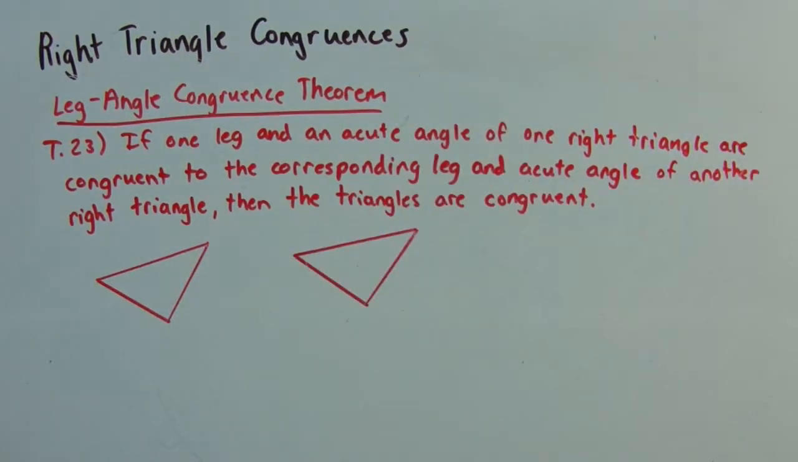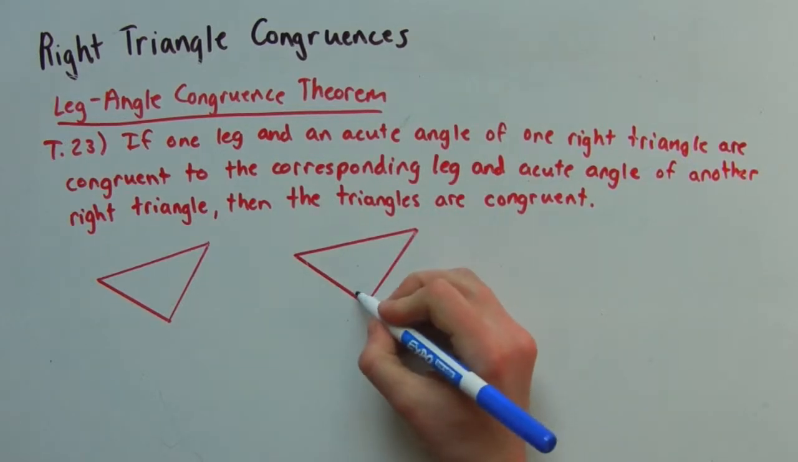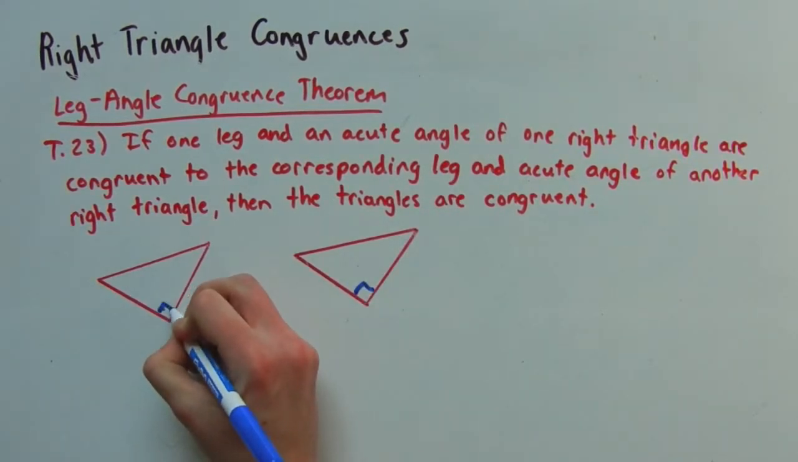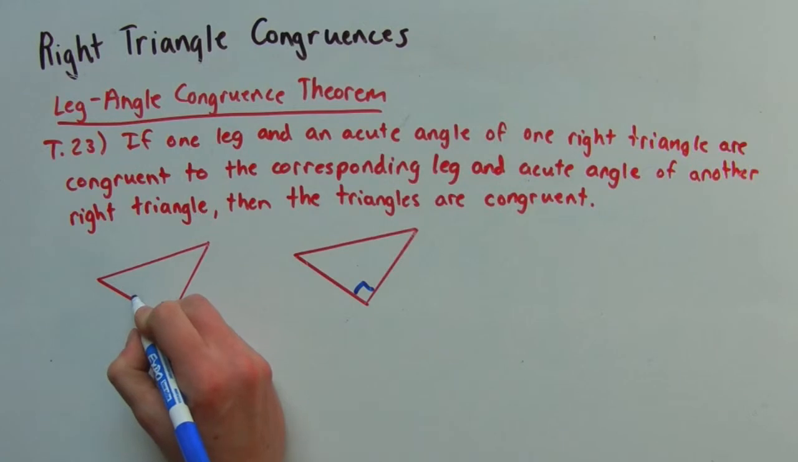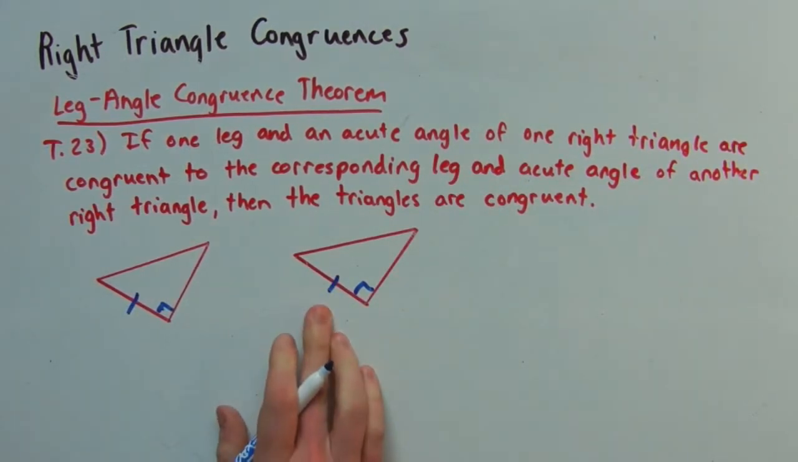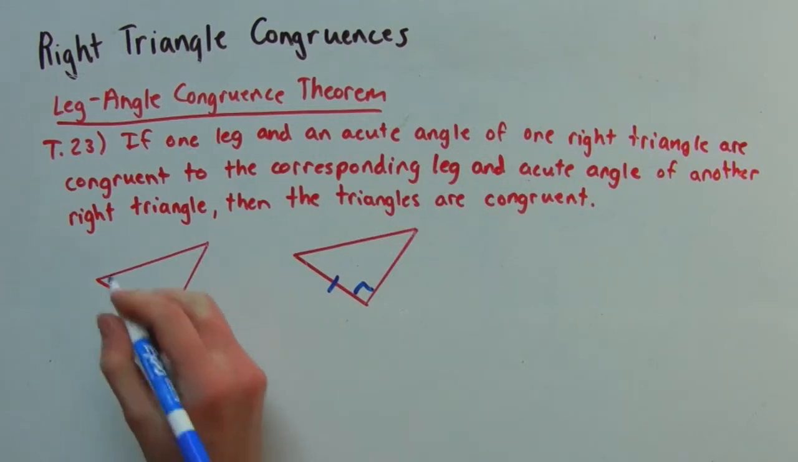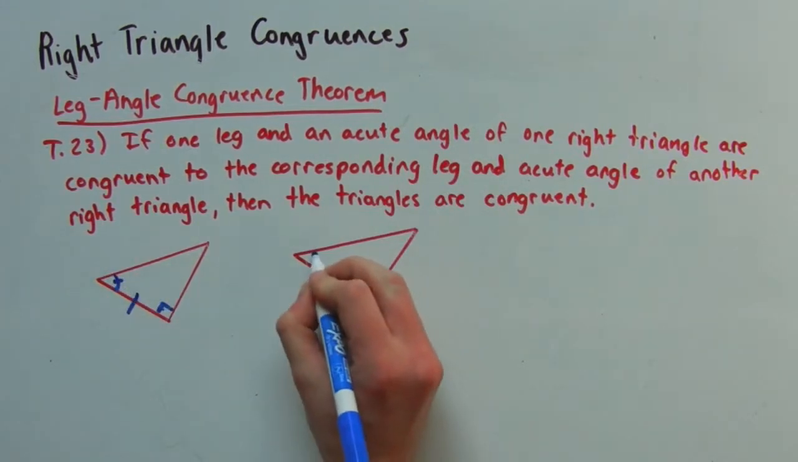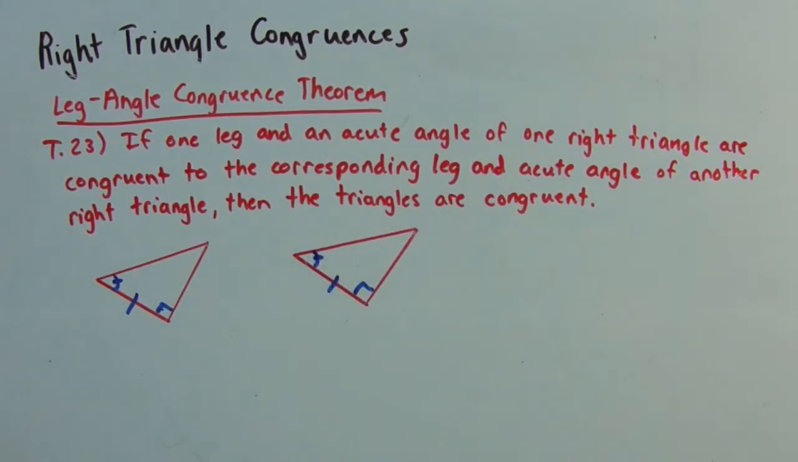The leg-angle congruence theorem says that if one leg and an acute angle of one right triangle are congruent to the corresponding leg and acute angle of another right triangle, then the triangles are congruent. Here we have two right triangles where one leg is congruent to another leg that is the corresponding leg, and one acute angle is congruent to the corresponding acute angle.